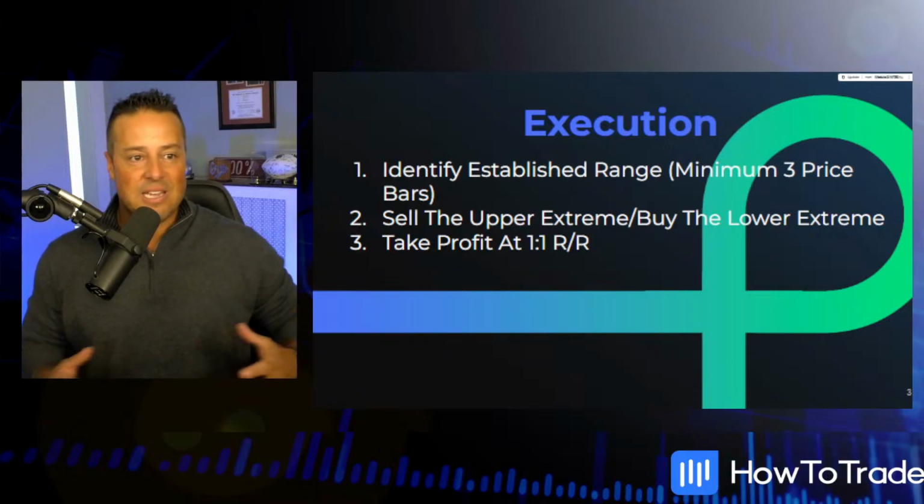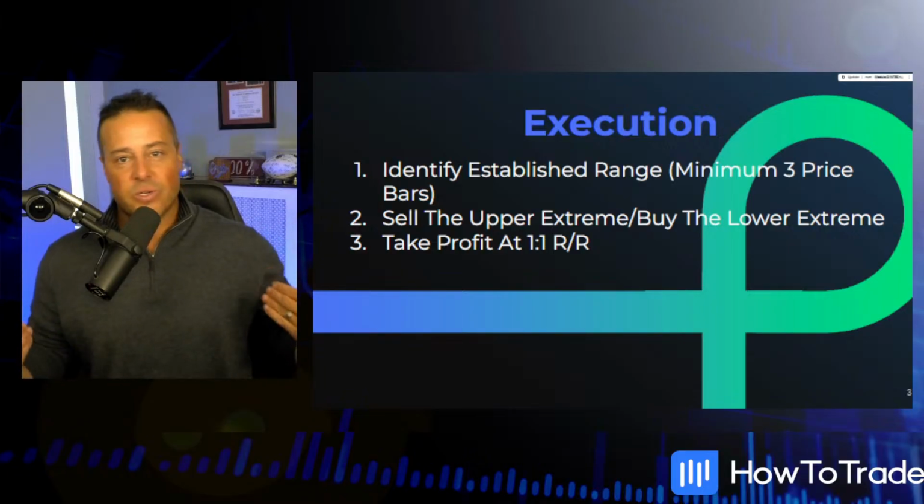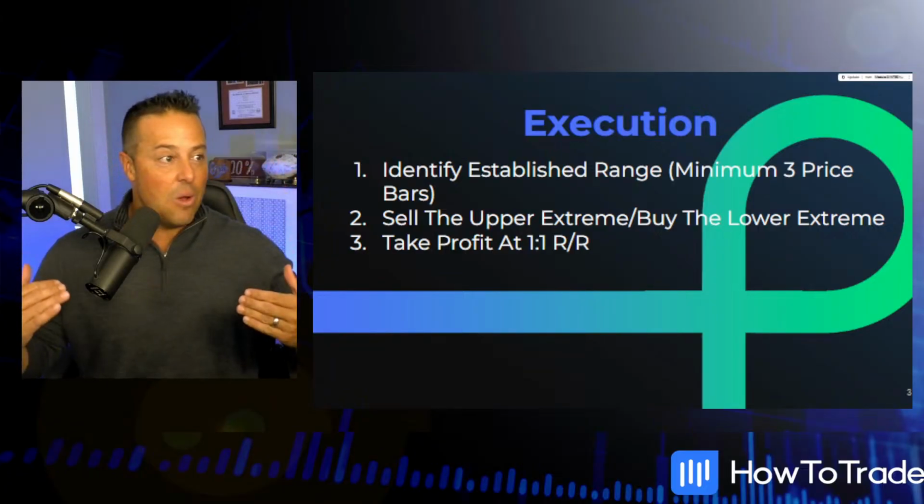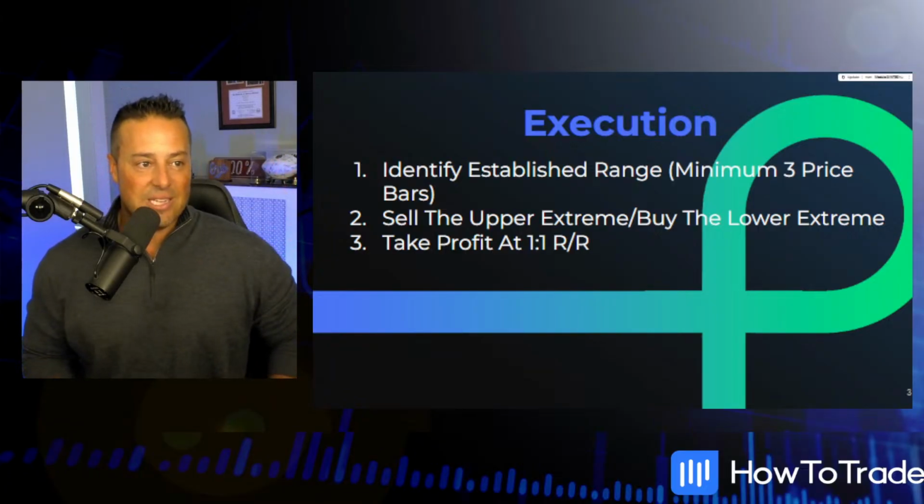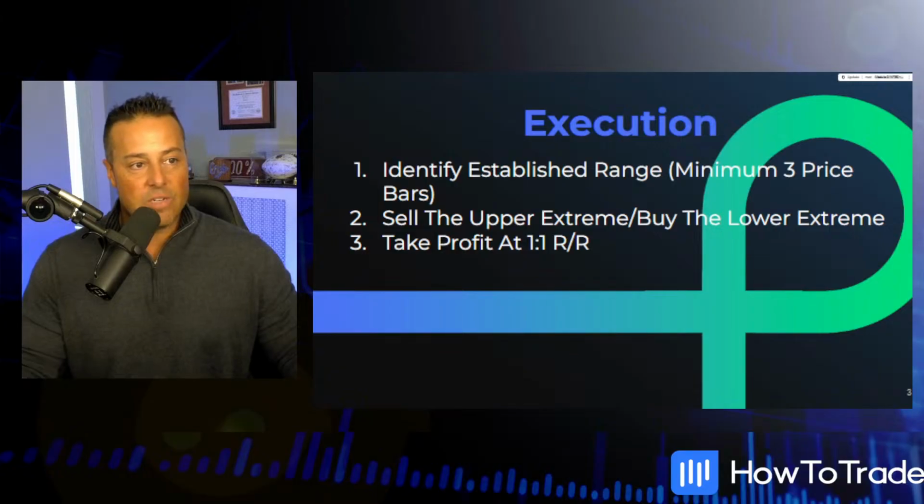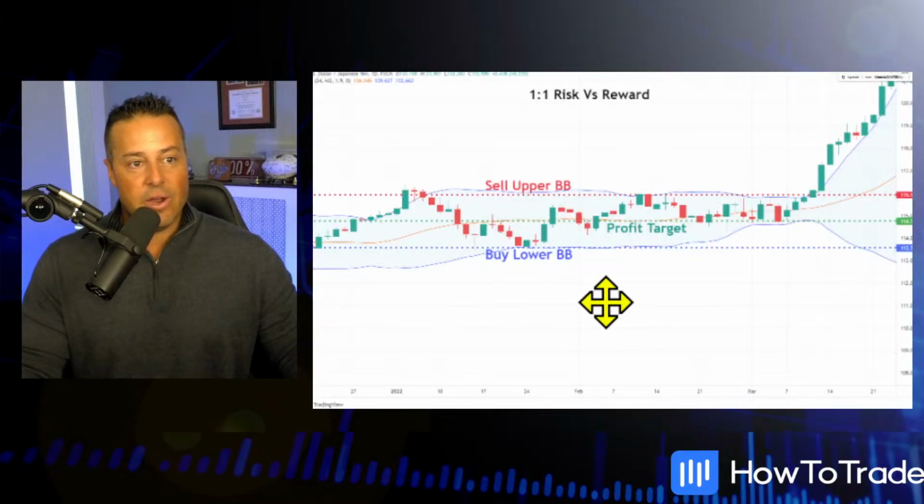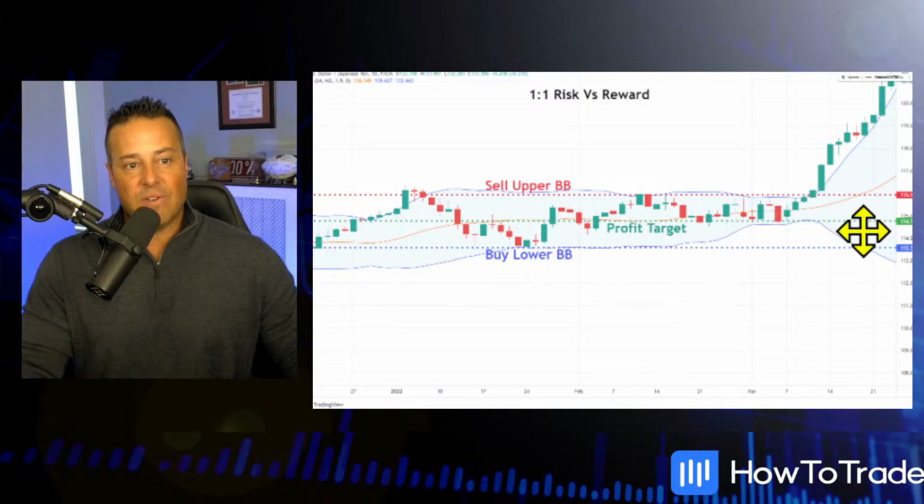Now, the idea is simple. Sell the upper extreme, buy the lower extreme. Sell the upper Bollinger Band, buy the lower Bollinger Band. And what are we going to do? We're going to set our take profit at a 1-to-1 risk versus reward ratio. And here you go, there's the 1-to-1. You can see we're going to sell the upper, buy the lower. Profit target's right in the middle.